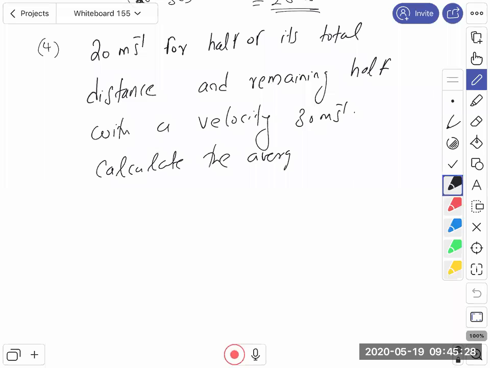25 meter per second. No. Sir, 24 meter per second. Yeah, 24 meter per second. Sir, same, 24.